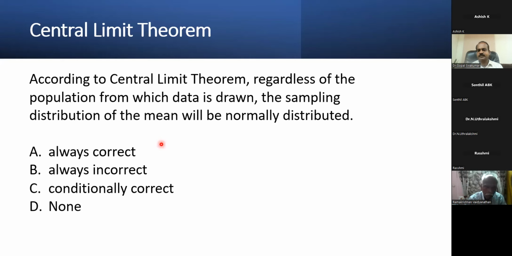Conditionally correct, because 30 samples minimum. Yeah, conditionally correct, but we don't know whether it is 30 or not, right? Yes, it should be sufficient. It depends on your population characteristics. If the population is normal, then even with a lesser sample size, you will be able to generate a normal distribution for the mean of your sample. See, all of you have to have clarity on population, sample, and sampling. Population distribution, sample distribution, and the third one is sampling distribution.